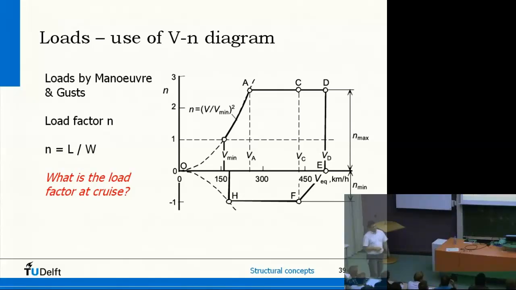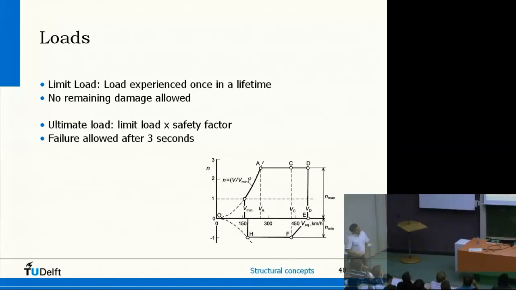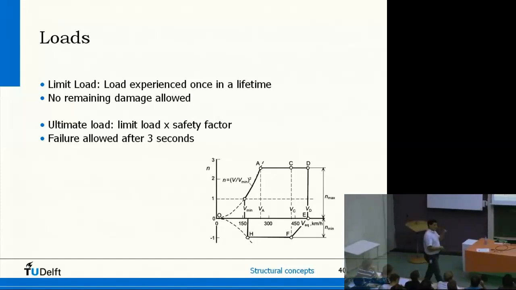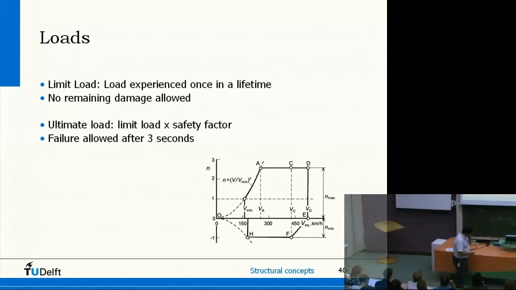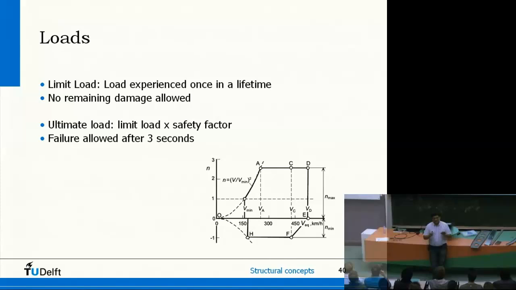Any idea what the load factor in cruise is? Just 1. So somewhere here on this line. Another thing I have to mention about loads is that you have, in many cases, a so-called limit load defined and an ultimate load. And the difference is a so-called safety factor. Limit load is actually the maximum load which occurs once in a lifetime, and on that occasion your aircraft may not be damaged in any way. So no permanent deformation, no failure, and so on.